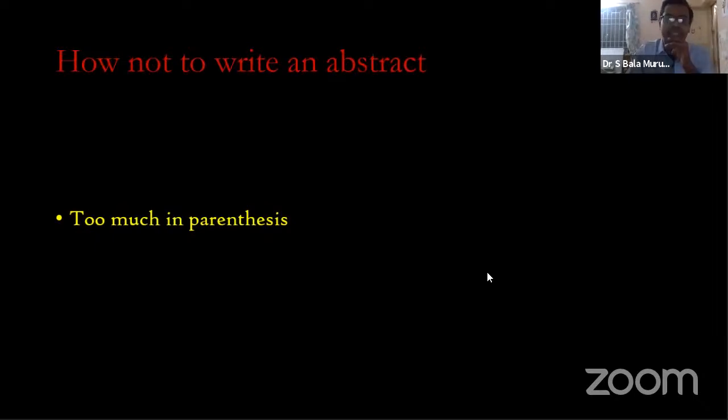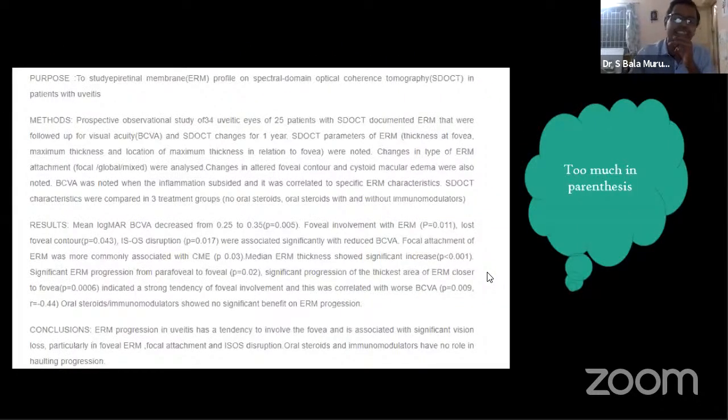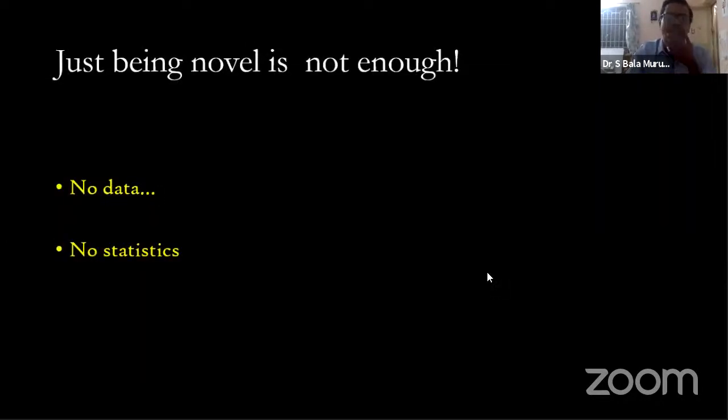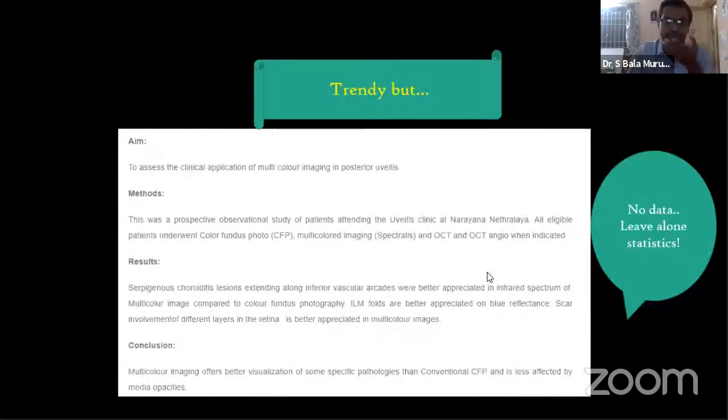Sometimes, how not to write an abstract, I'll give two illustrations. If you give too much data in parentheses, it doesn't augur well with the audience, and too much statistics is also to be avoided. Just being novel is not enough. Sometimes we see abstracts with no data, no statistics.